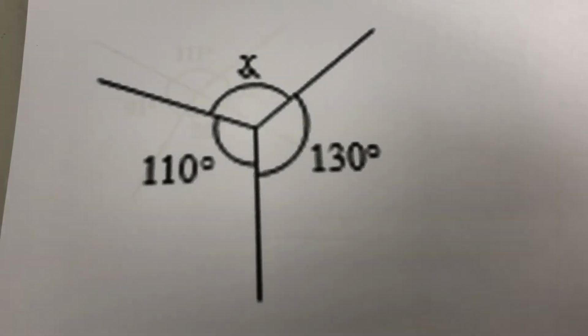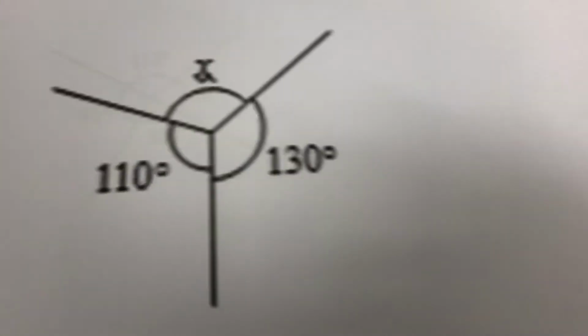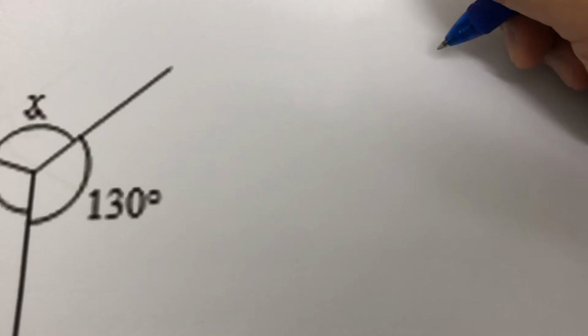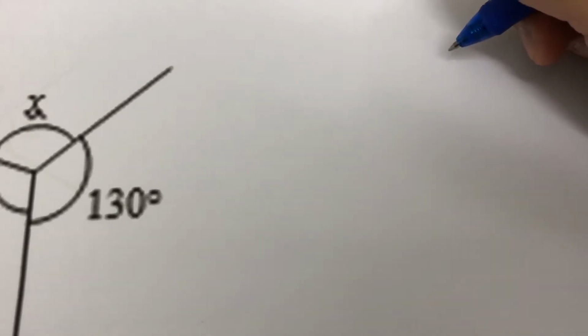Alright guys, let's look at assignment 2. Assignment 2 is about the other theorem. We call this angles at a point. So let's recall this. Last time we talked about a straight angle, which is 180.